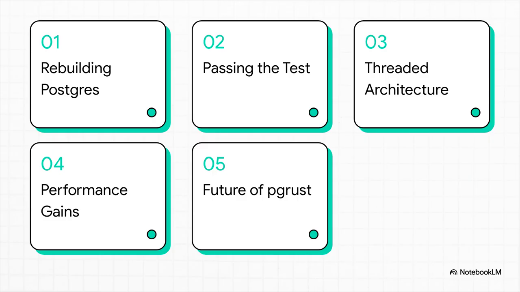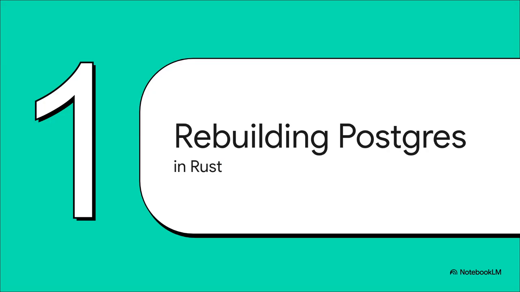Here is our roadmap for today. We'll start with rebuilding Postgres in Rust, then look at passing the ultimate test, explore a new threaded architecture, check out some massive performance gains, and finally wrap up with the future of PGRUST. Let's kick things right off with Section 1, Rebuilding Postgres in Rust.